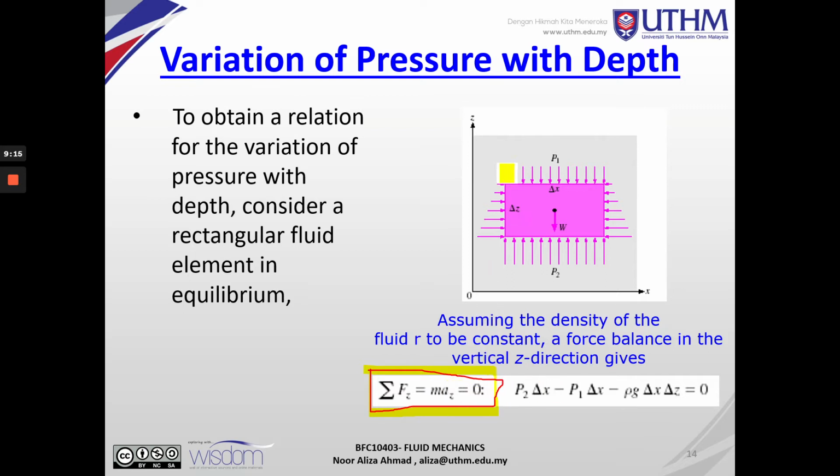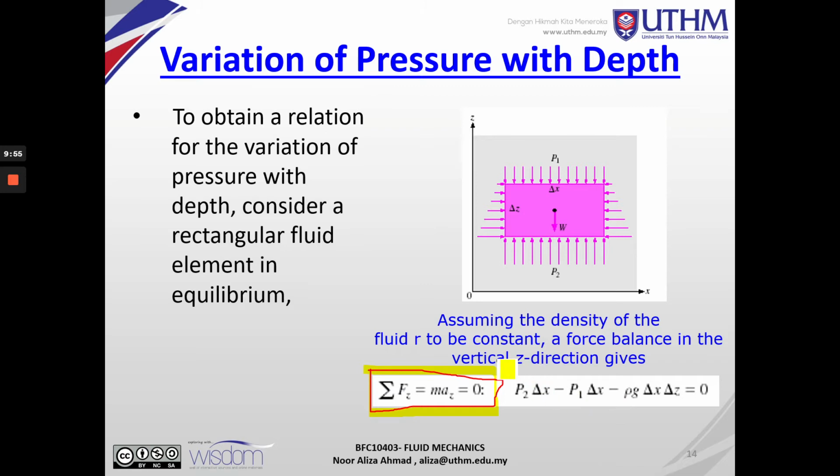Using this element, P2 acts in the upward direction, and upward is positive here. So we have P2 times delta x, using the x direction, minus P1. P1 is in the downward direction, that's why we use the negative sign, P1 times delta x, because this is on the x direction.